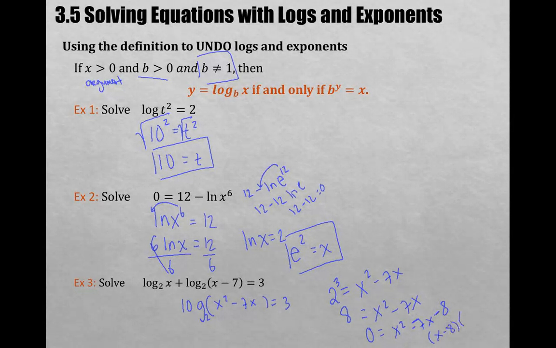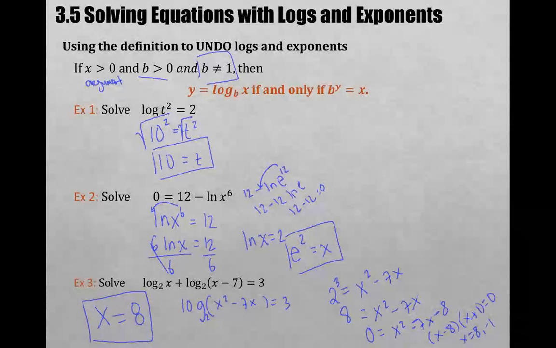X minus 8 times x plus 1 equals 0, and I'm going to get that x equals 8 and negative 1. And let's see, do they both make sense? 8, we're good. Oh, are we? Yep. Right? What about negative 1? No, negative 1, log base 2 of negative 1, that doesn't work. That's not right. It is just 8. It is not negative 1, right? That's not actually a solution to this. Make sure that you're looking back where you started to see if there's any extraneous solutions.